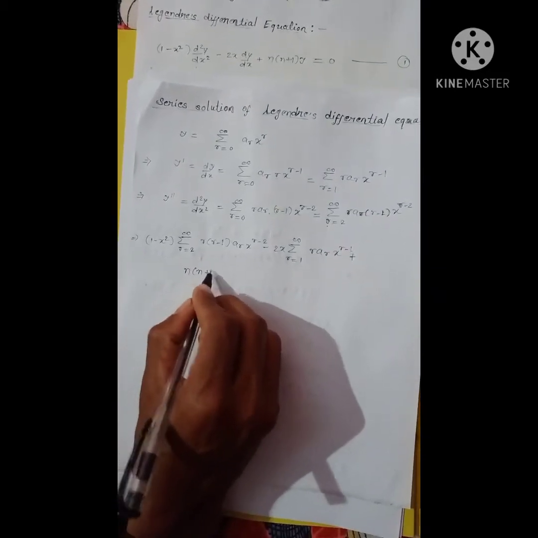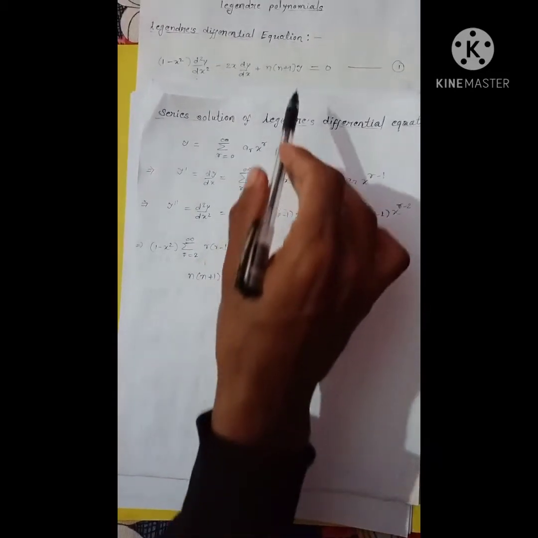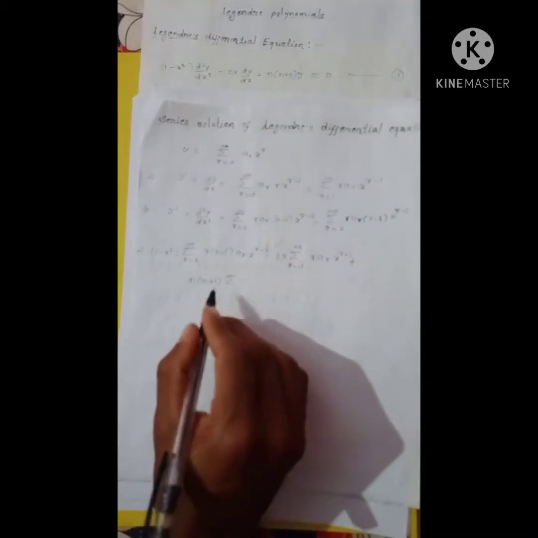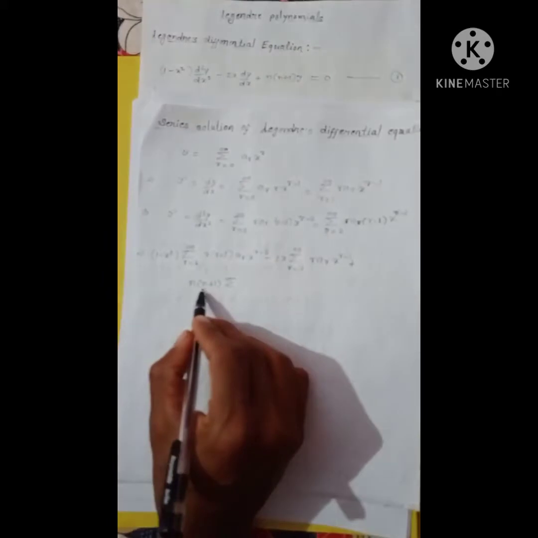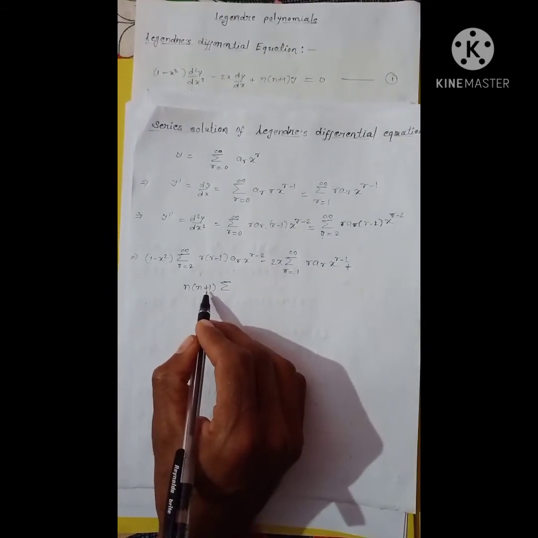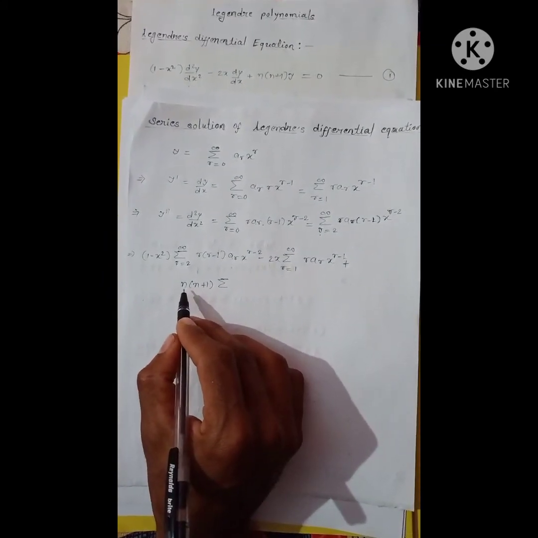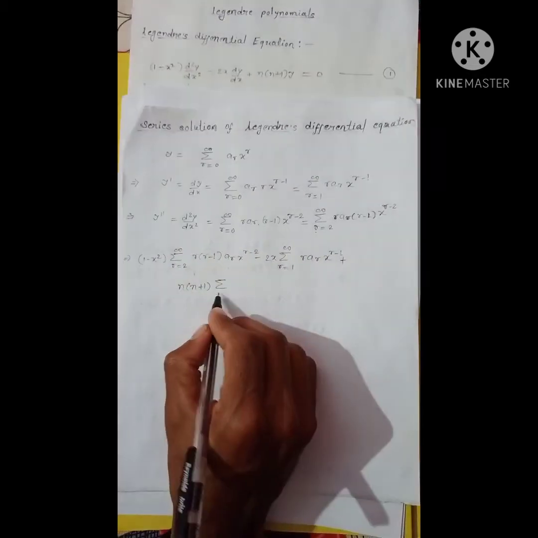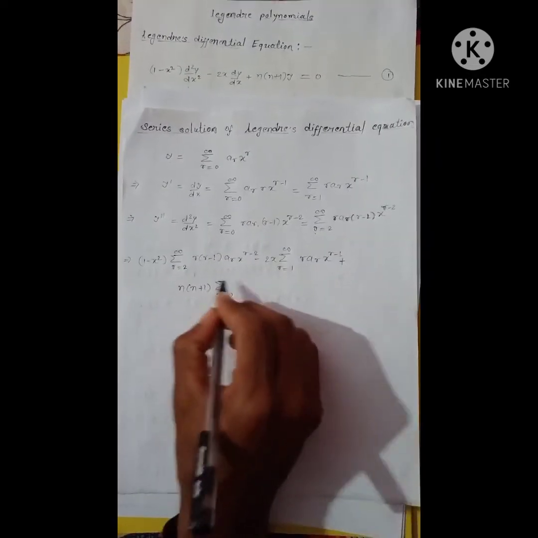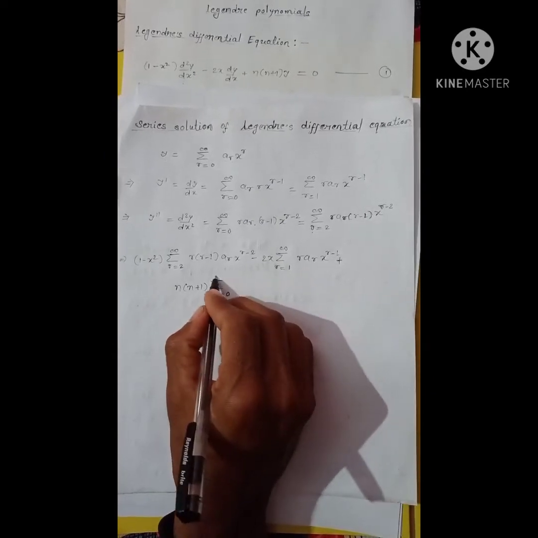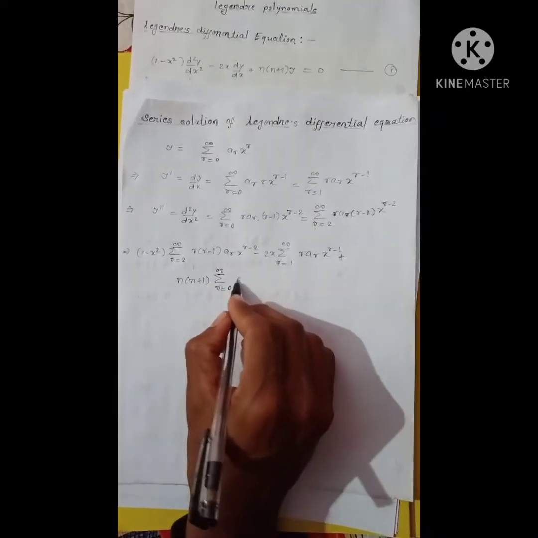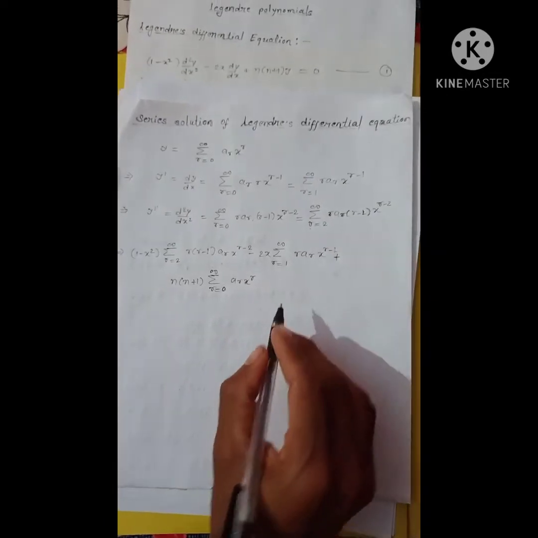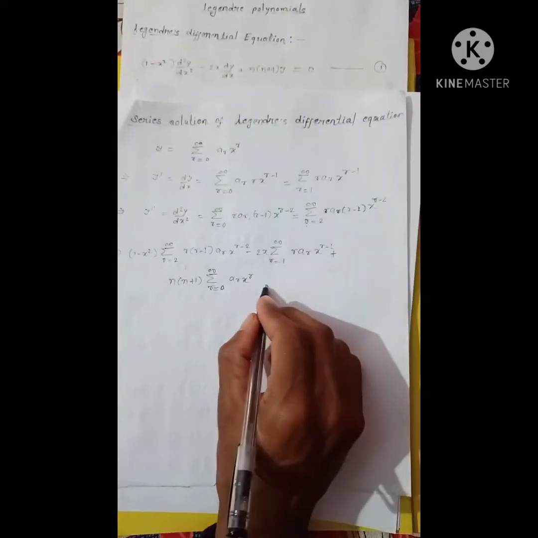and plus n into n plus 1, the value of y is this summation: n into n plus 1 into summation r equal to 0 to infinity ar x to the power r is equal to 0.